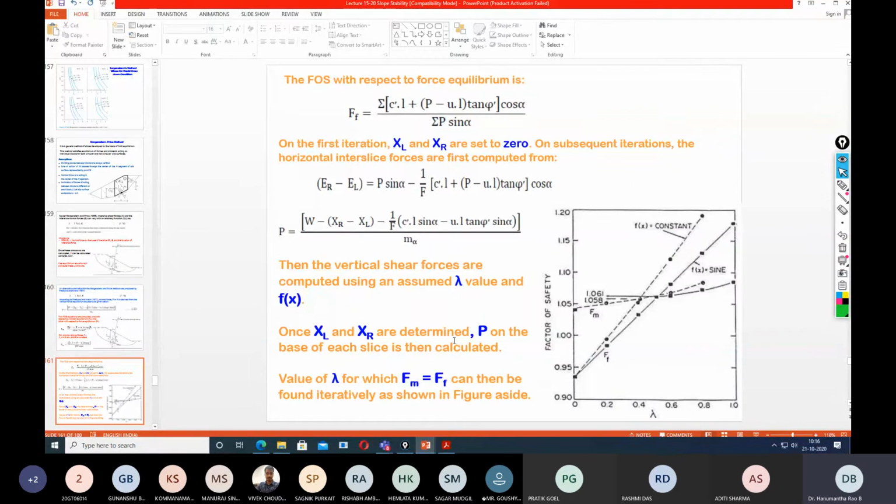Once XL and XR are determined, the normal force P on the base of each slice is then calculated. The value of lambda for which Fm is equal to Ff can then be found iteratively as shown in the figure. So keep on assuming the value of lambda and keep on determining the two separate factor of safety equations, one with respect to moment equilibrium and another with respect to force equilibrium. Whenever Fm becomes equal to Ff, the corresponding lambda and corresponding factor of safety is the factor of safety of that particular slope.